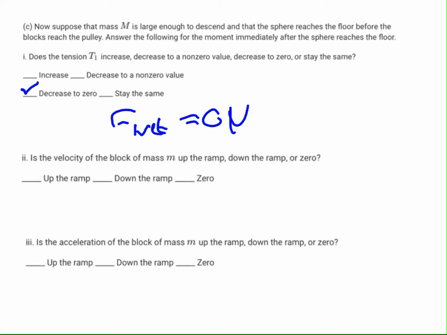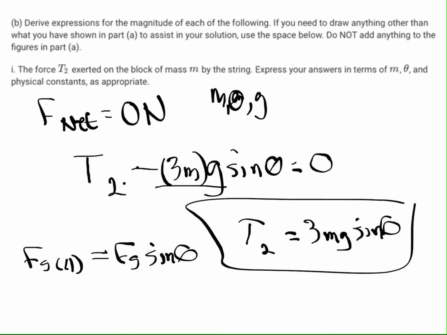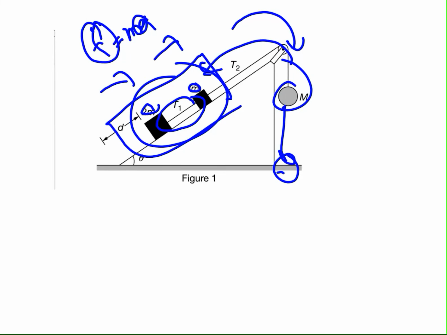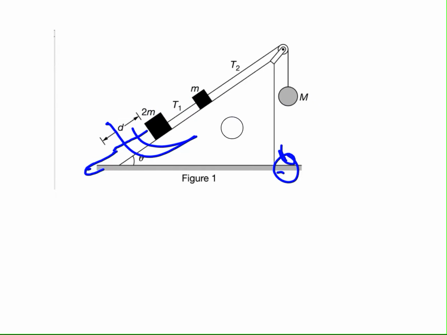Okay. C2. Is the velocity of the block of mass little m up the ramp, down the ramp, or 0? Well, that could also be a pretty easy, straightforward question because right beforehand, the acceleration was positive. It was up the ramp. So that means right beforehand, the velocity was positive. And there hasn't been enough time for the force of gravity acting on these to slow it down going up and start pulling it down, because we're talking immediately after that block hits the ground.